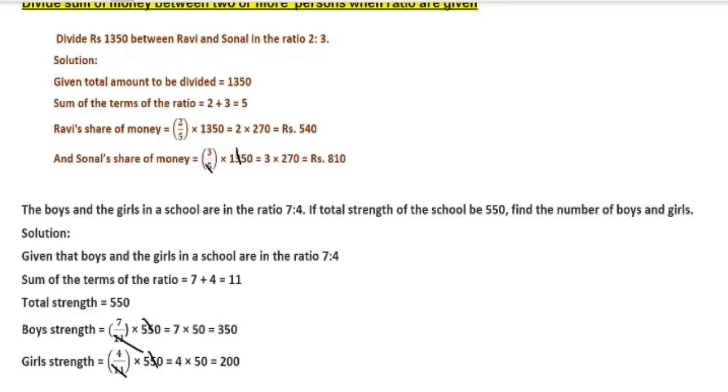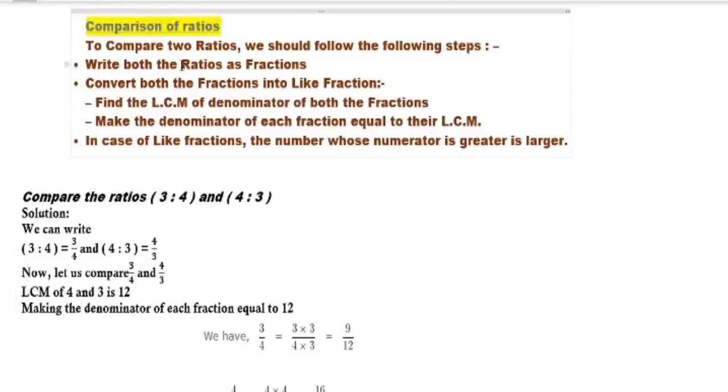Now we will see how to compare two ratios. The comparison of two ratios. The comparison of ratios is the same as the comparison of two fractions, because every ratio you can write as a fraction. To compare two ratios, we should follow the following steps. Write both ratios as fractions. Convert both fractions into like fractions. Like fractions means fractions having the same denominator.